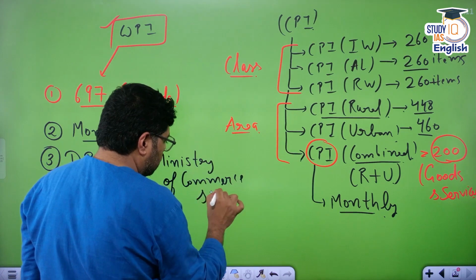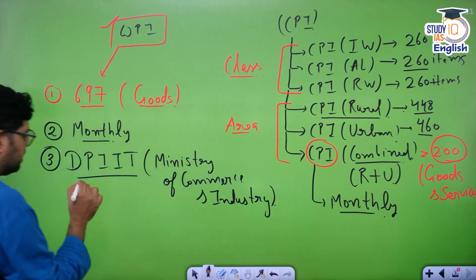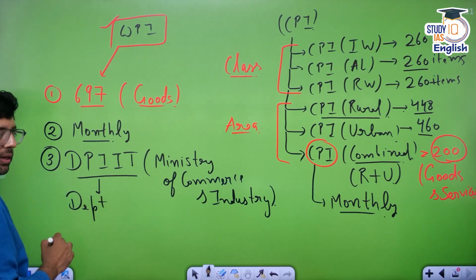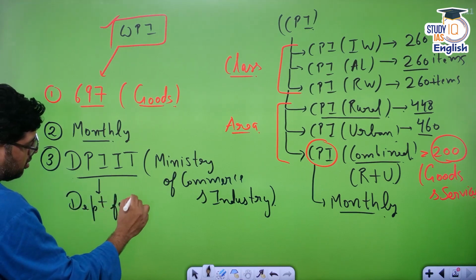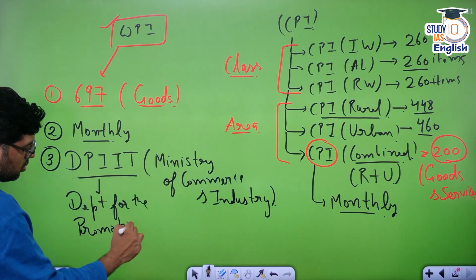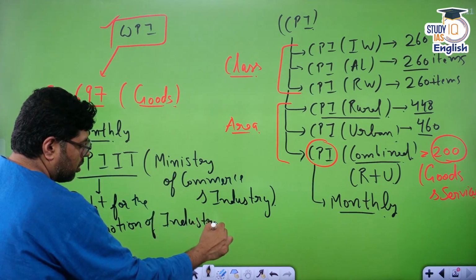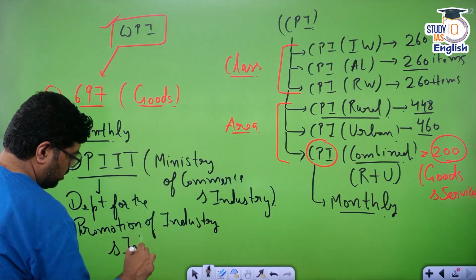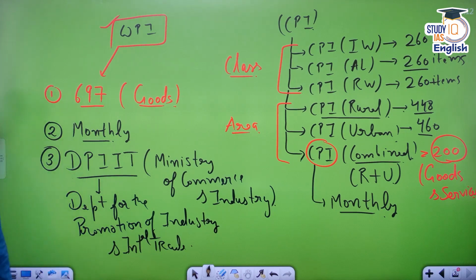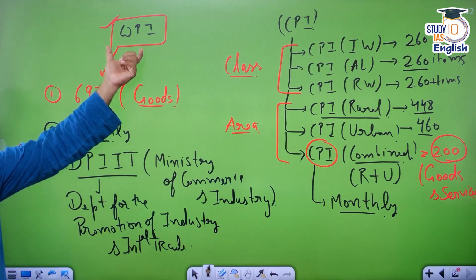Ministry of Commerce and Industry. So ultimately DPIIT stands for Department for the Promotion of Industry and Internal Trade. Department for the Promotion of Industry and Internal Trade. So this is the department which is responsible for publishing WPI data.